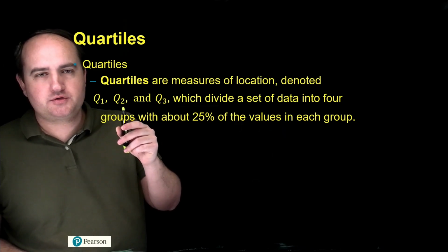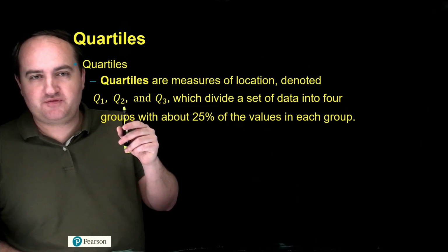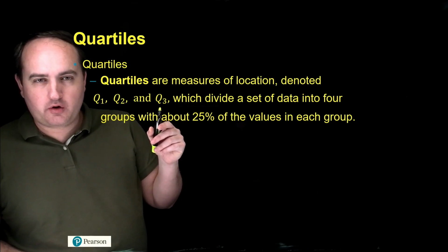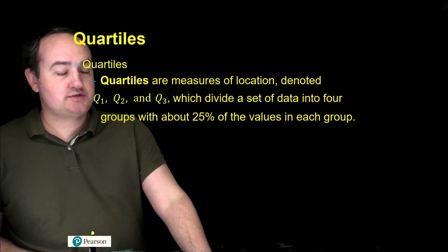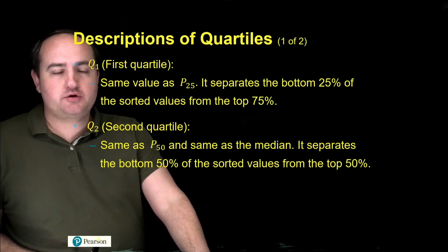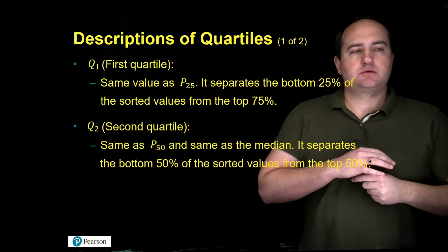And then 2 quarters would be 50 cents. Q2 is P50. 3 quarters would be 75 cents. So Q3 is going to be P75. So actually the analogy of quarters holds up pretty well in a lot of ways.